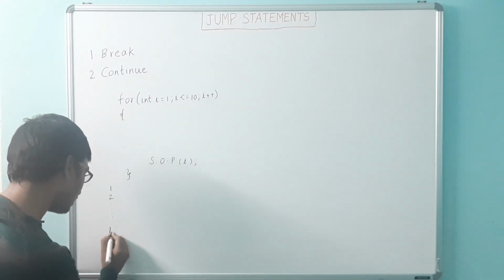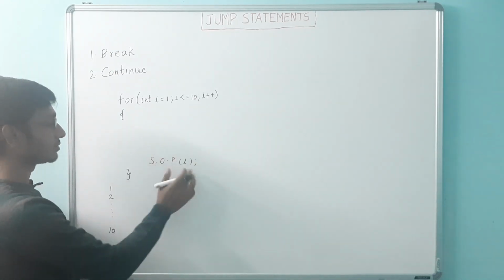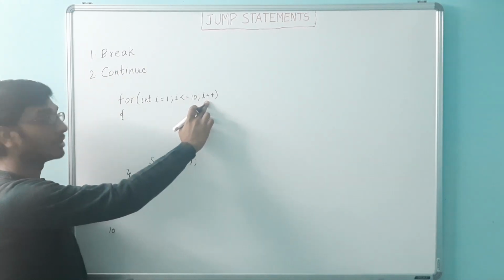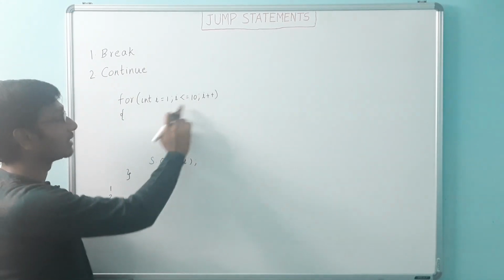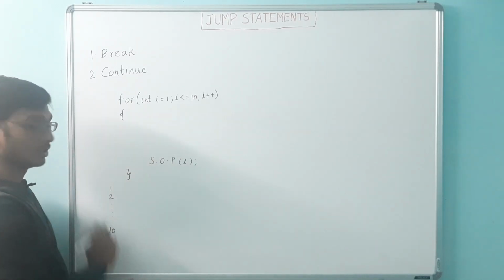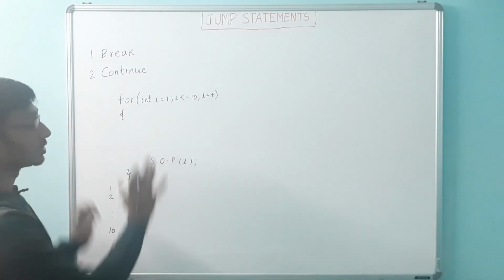So on till 10. Once the I value becomes 10 and is displayed, it is incremented by 1. So now the I value is 11. 11 is not less than or equal to 10, the condition is false, so it comes out of the loop. So this is what happens with this loop.